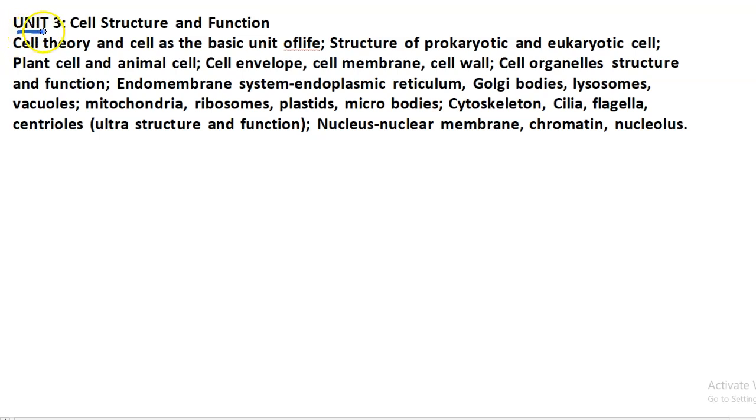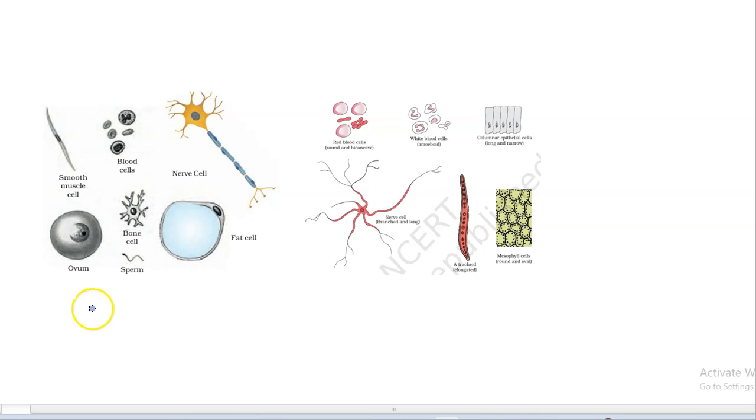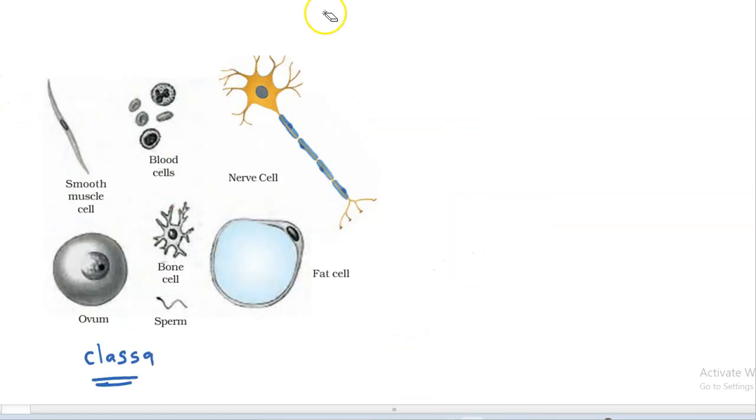Hello students, let us consider Unit 3 in NEET Biology named Cell Structure and Function. These are the images of the cells that are given in class 9, whereas these are the images that are mentioned in class 11. Let us consider their functions. All these examples that are given in class 9 are related to the human body. All these are animal cells because humans are animals.